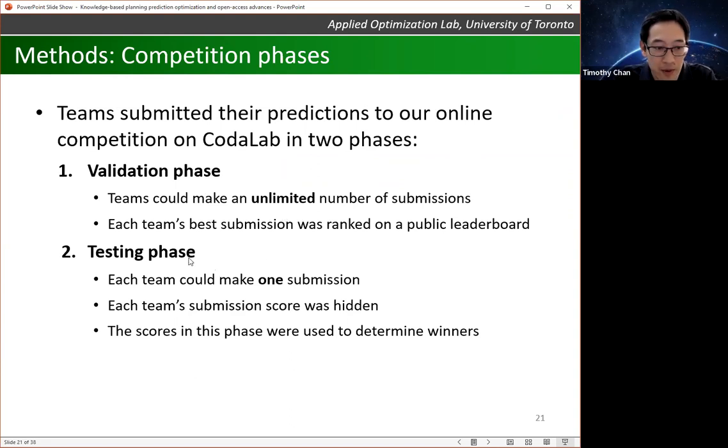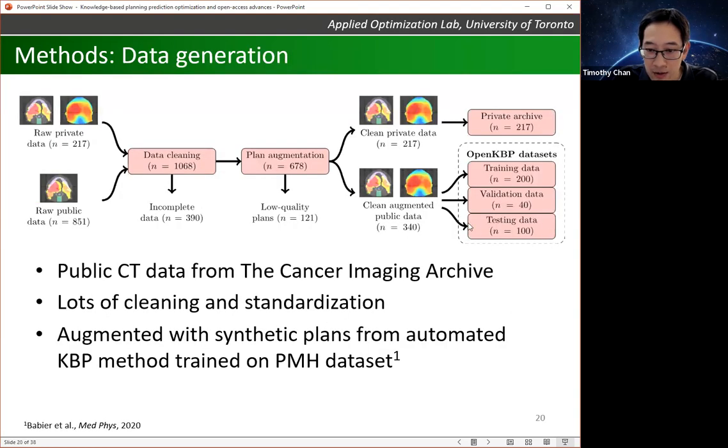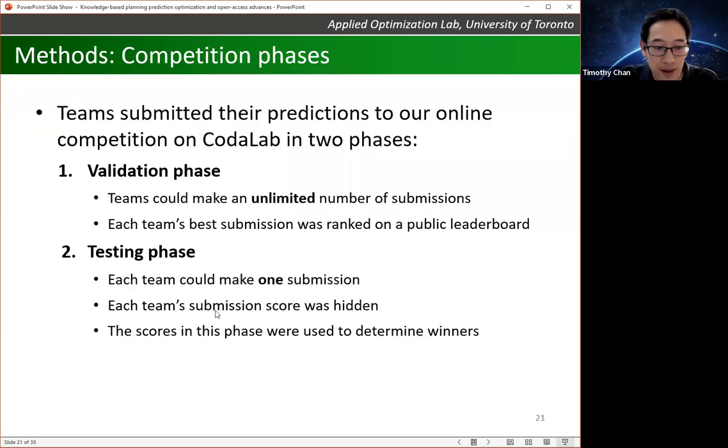And then we would enter the testing phase, where every team could make their one and best submission, and that submission was applied to the testing data, another data set that no one has ever seen. Then we would get the score, compare the scores, and determine the winner. Okay, so that was the process.